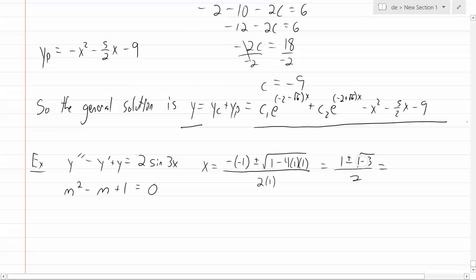So that's, when you have a negative, you can put an i on the outside, so that's going to be 1/2 plus or minus square root of 3 over 2 i. Or sometimes you may see the i written in the front times the square root of 3 over 2. But this is our alpha and this is our beta.